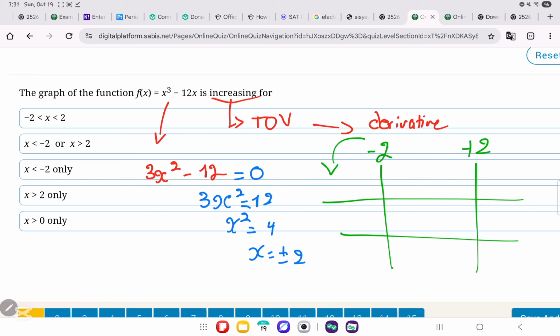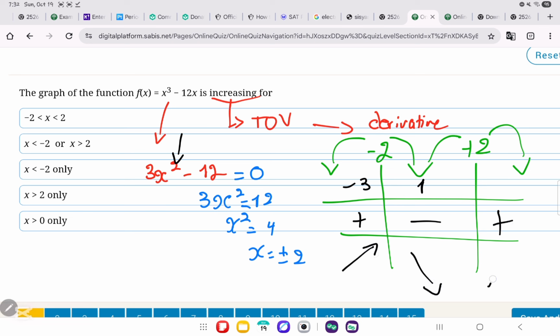So for negative 2, we will choose a number less than it, a number in between minus 2 and 2, and a number greater than 2. Okay, so if we chose, for example, negative 3 and we substituted it in this equation, we're going to get a positive value. If we chose 1 and we substituted it in this equation, we would get a negative value. If we chose a number greater than 2, for example, 3, and we substituted it in this equation, we're going to get a positive value. So it's increasing, decreasing, increasing.